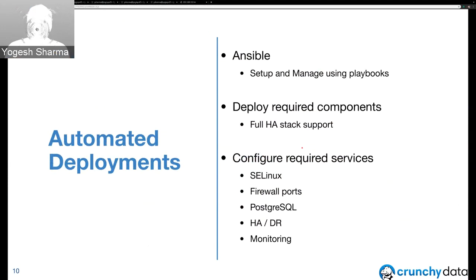This setup is going to deploy the full HA stack. It can go and configure SELinux. By default, we don't suggest disabling SELinux. So we have put hooks in place for certain things where the SELinux context has to be changed or opened up. These roles are aware of that. Firewall ports can be automatically opened on firewalld. Installing and configuring PostgreSQL, installing and setting up HADR, setting up monitoring, fully automated.